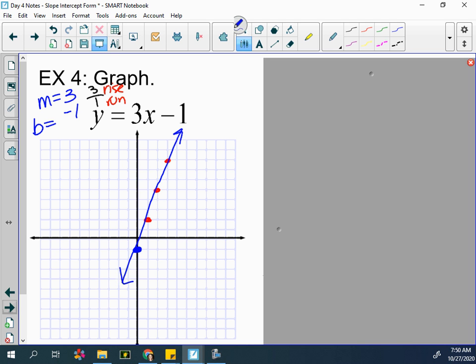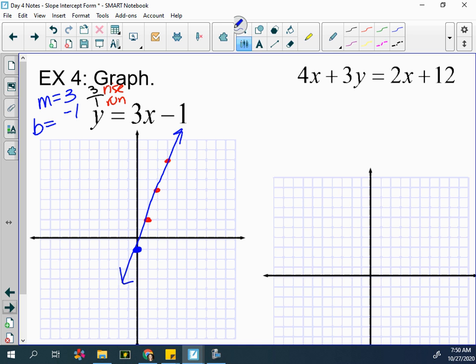And I always take a second to say, did I do my slope right? So 3 is positive. Did I graph a line that has a positive slope? And I did. Because it's very easy to go the wrong way with your run. If you take a second to decide that you went the correct direction, you might catch some of those. Any questions on that first one? All right, let's look at the second one.